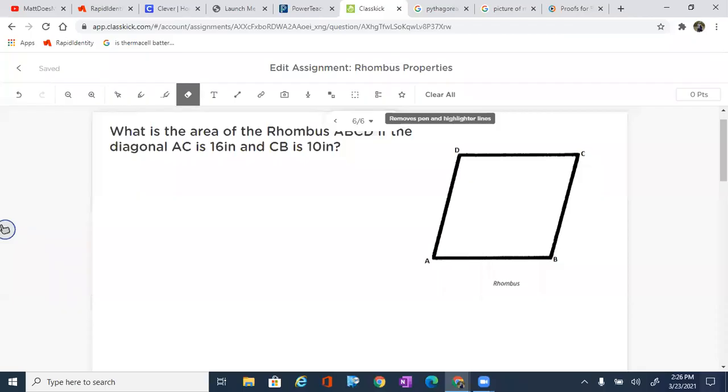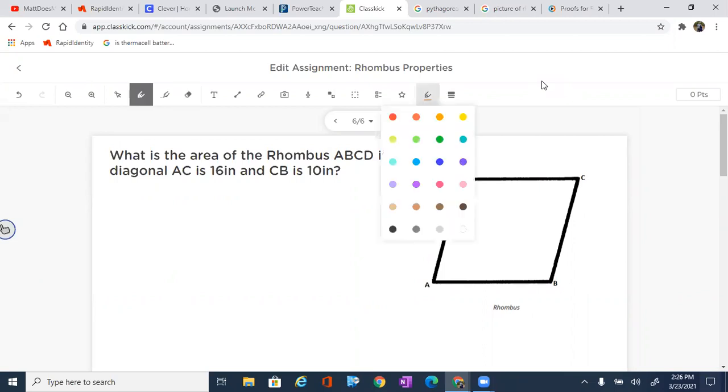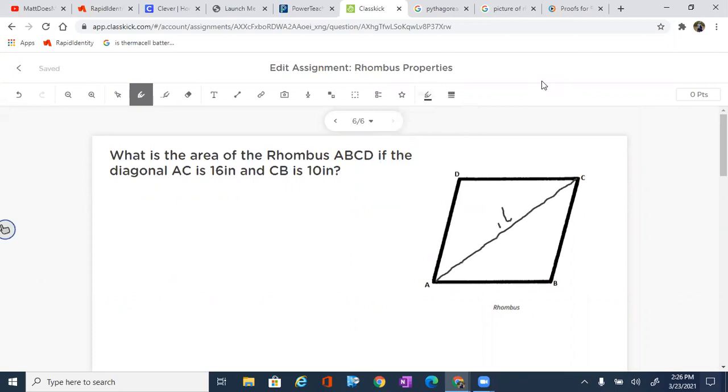All right, guys, we're going to be finding the area of rhombus ABCD, and it gives us some information. It says that the diagonal is 16 inches. So I'm going to go ahead and draw on that diagonal of 16 inches from A to C. And then it says that CB is 10 inches. So CB is 10 inches.